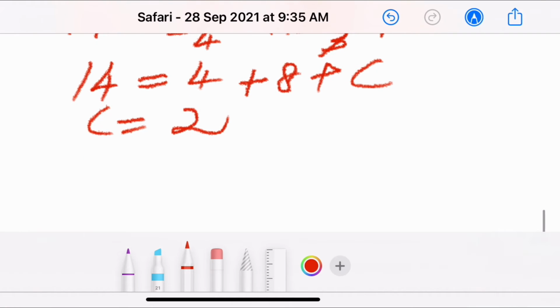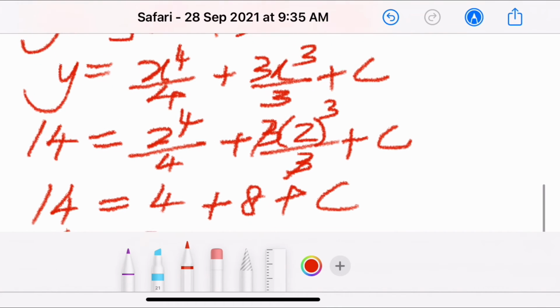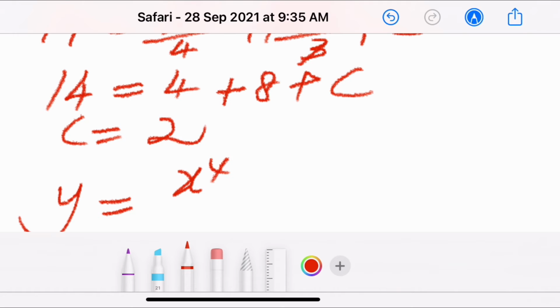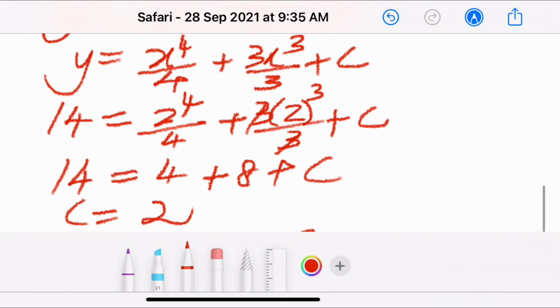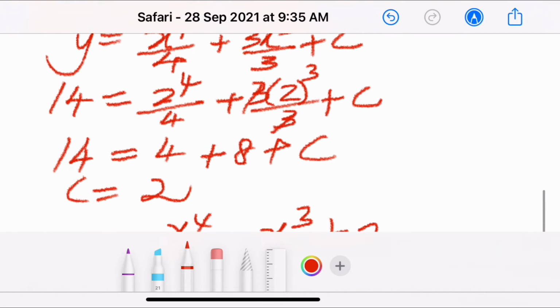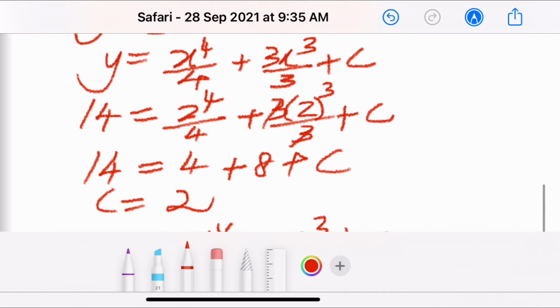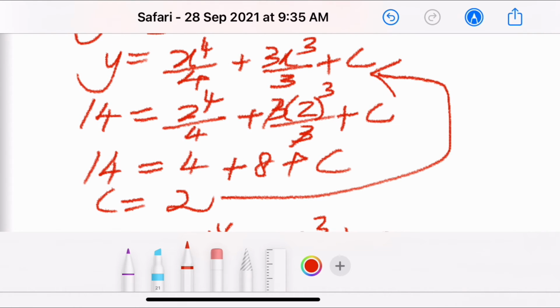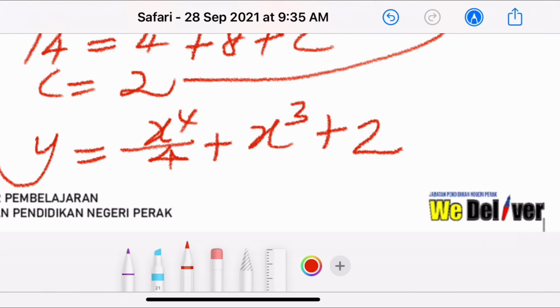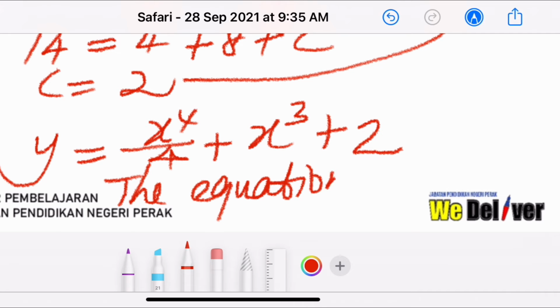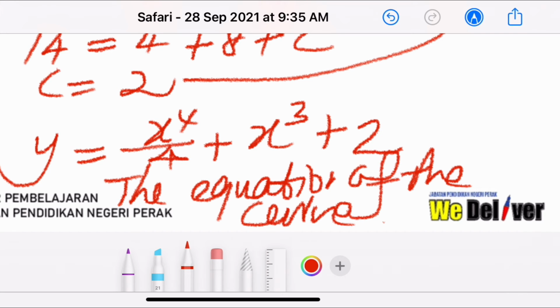Alright, after we got the 2, don't forget we have to rewrite again the x to the power of 4 over 4, right, plus the x cubed, plus the c, right? We have to substitute the c that we got here back to the y. That's called the equation of the curve. Y is the equation of the curve. So make sure you are aware that the equation of the curve is y.